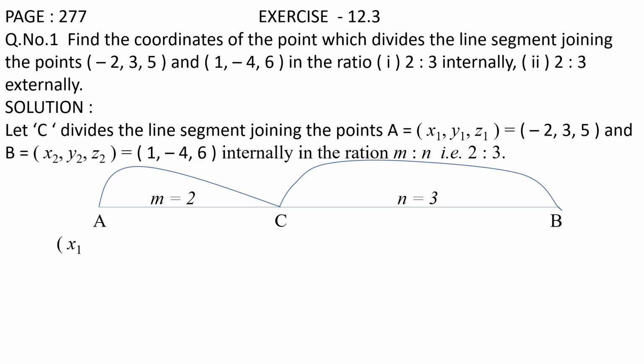Now see this diagram, my children. In this diagram, given points are A and B. x1, y1, z1. I wrote the values of x1, y1, z1. Here B, x2, y2, z2. I wrote the values of x2, y2 and z2. The point C is dividing this line segment in the ratio m is to n. m is equal to 2 and n is equal to 3. Understood this diagram, my dear children? Right.